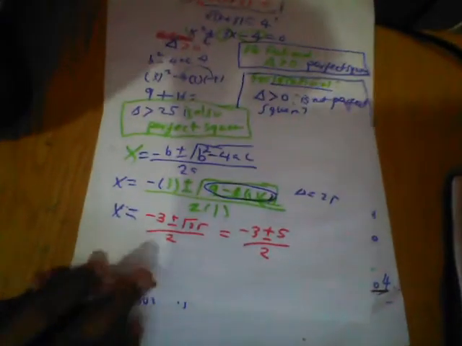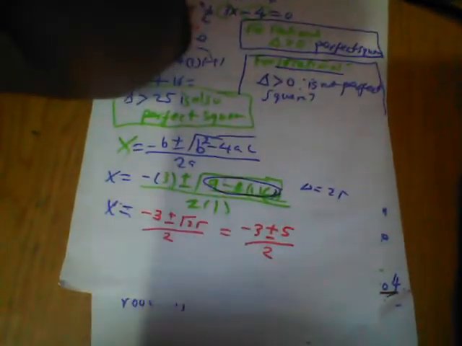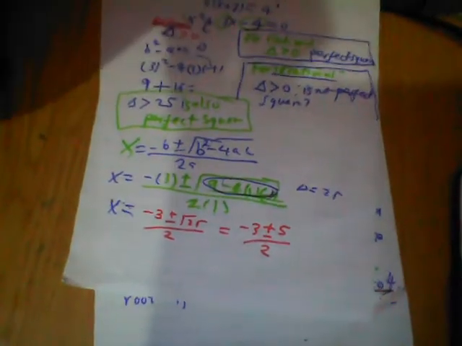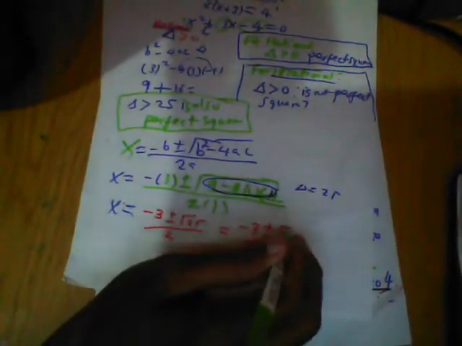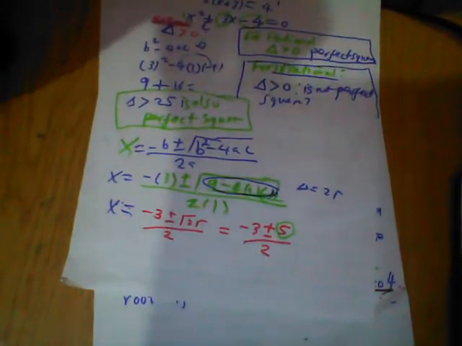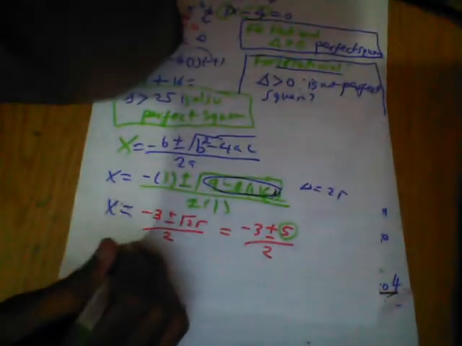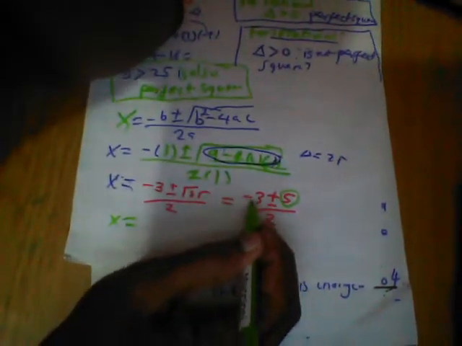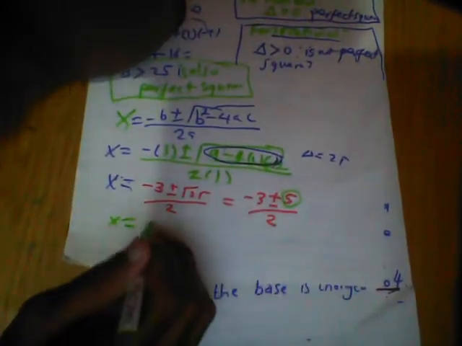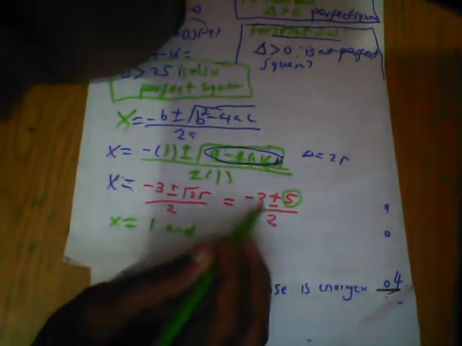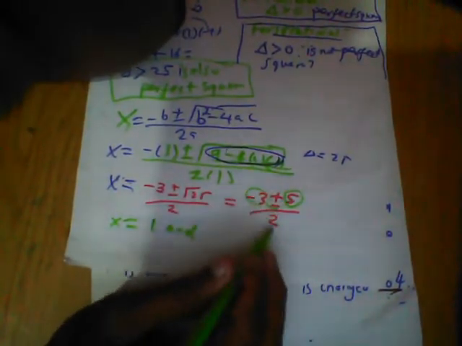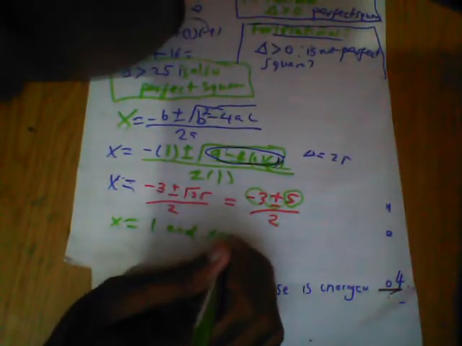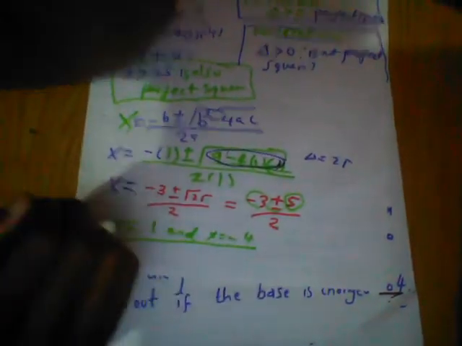So you see your answer is rational, because it doesn't have a square root left. It's a perfect square. When you take the square root, you get a perfect number. So we say x equals, which are the roots, negative 3 plus 5 equals 2 over 2 equals 1, and negative 3 minus 5, negative 8, divided by 2 equals negative 4.